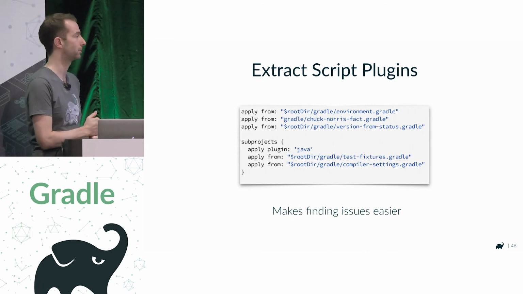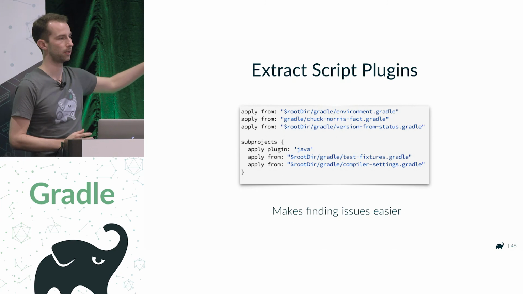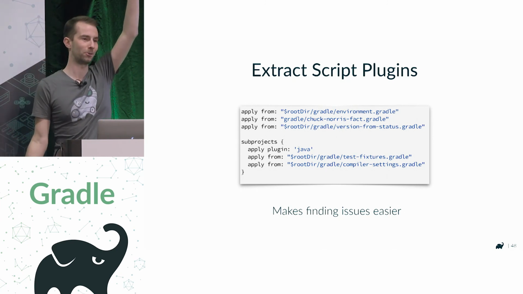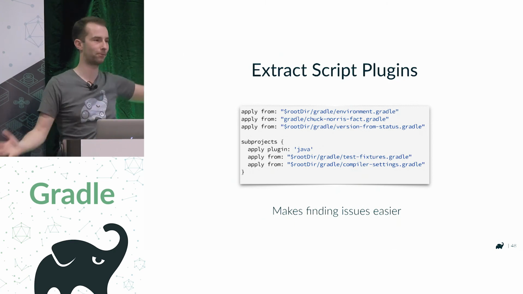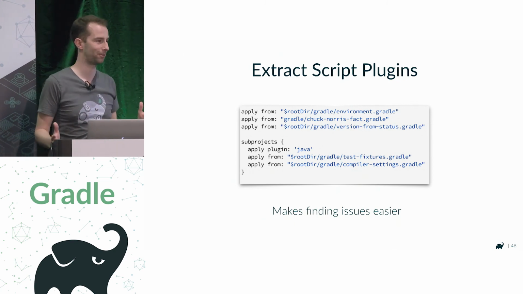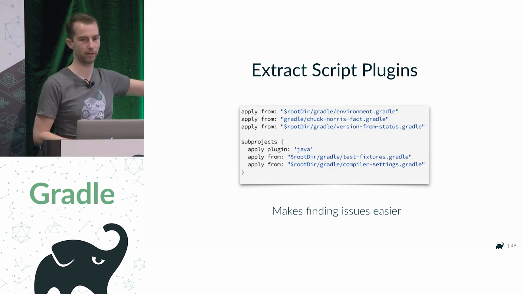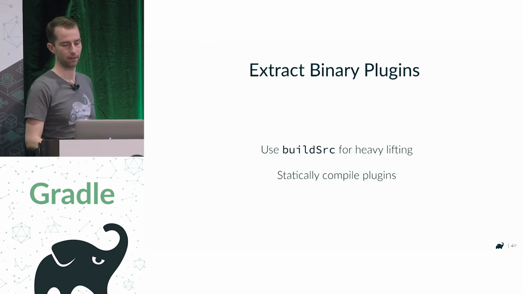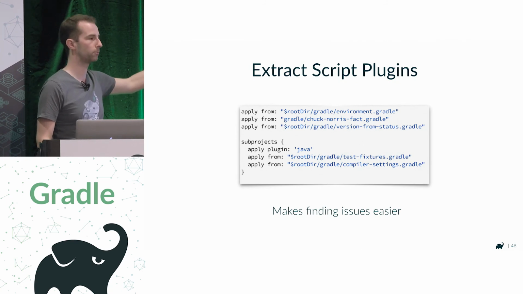A first recommendation is split your builds into script plugins. So don't have one root project that has 1,000 lines of code configuring every aspect of your automation. Split it up into smaller scripts and apply them. It makes it much easier to find issues because build scans will tell you the time was spent in foo.gradle.